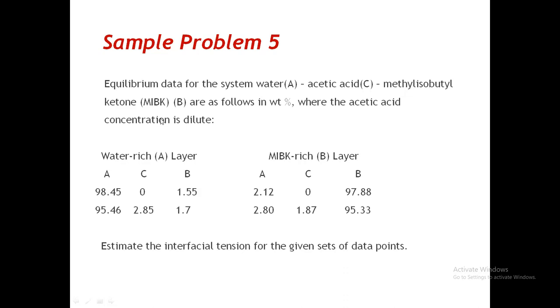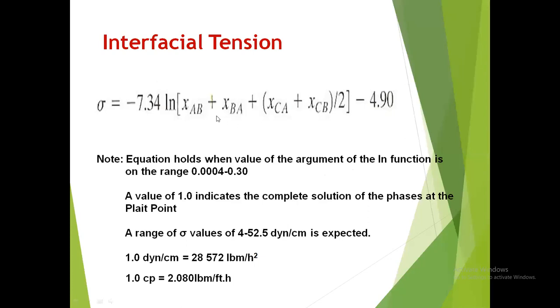So in this case, for our system, water, acetic acid, and methyl isobutyl ketone, you are asked to estimate the interfacial tension given the composition of the water-rich layer, or that's the A layer, and the MIBK layer, which is the B layer. Now, I'm specifying that the water-rich layer is A and the MIBK-rich layer is B because that has something to do with the way you use the formula in here.